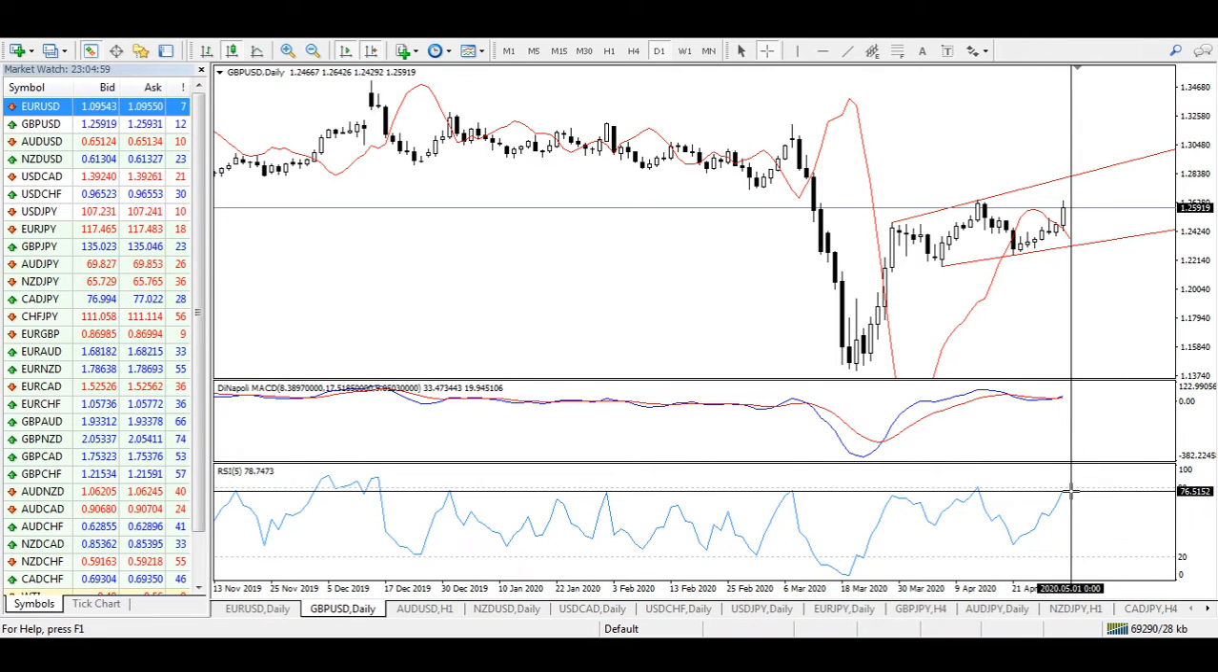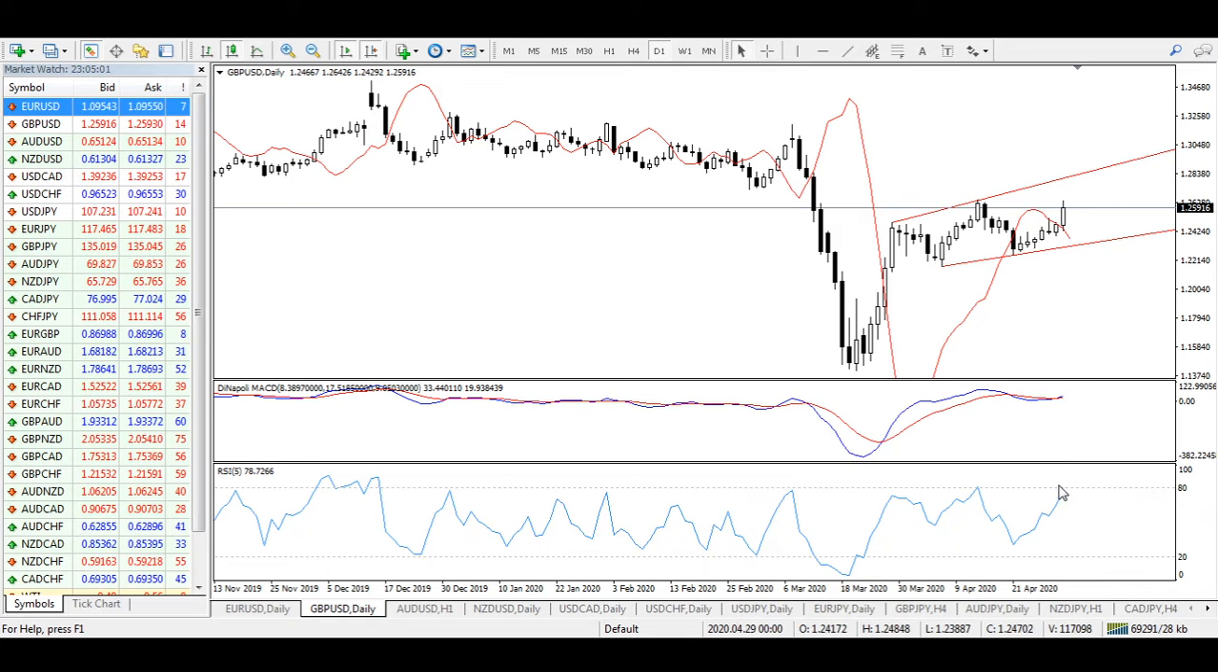RSI 5 is reaching the overbought territory very soon. So mostly when it goes around 80, it reverses back from somewhere around 80 on RSI 5. I take the 5 period because it works very nicely on the daily time frame of pound, and also there are 5 days in a week. So pound is not the currency which I am willing to buy now.